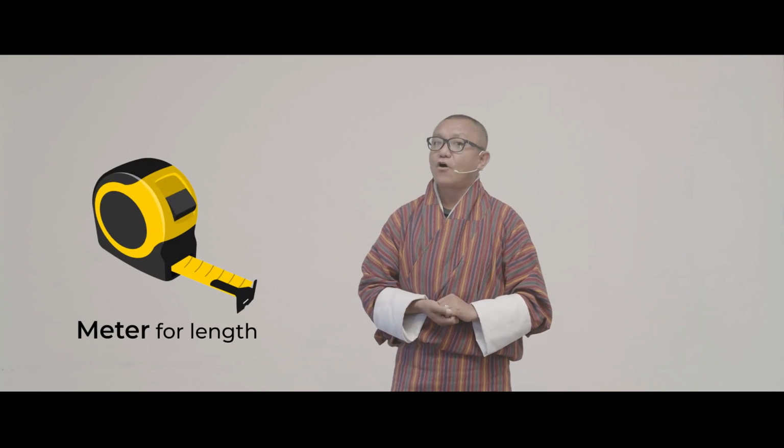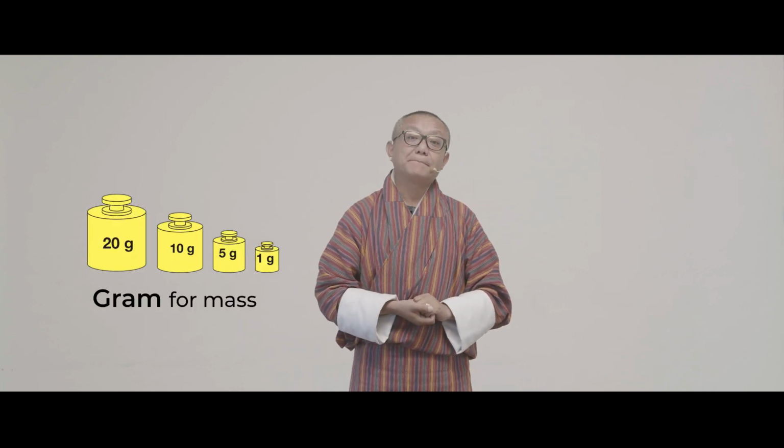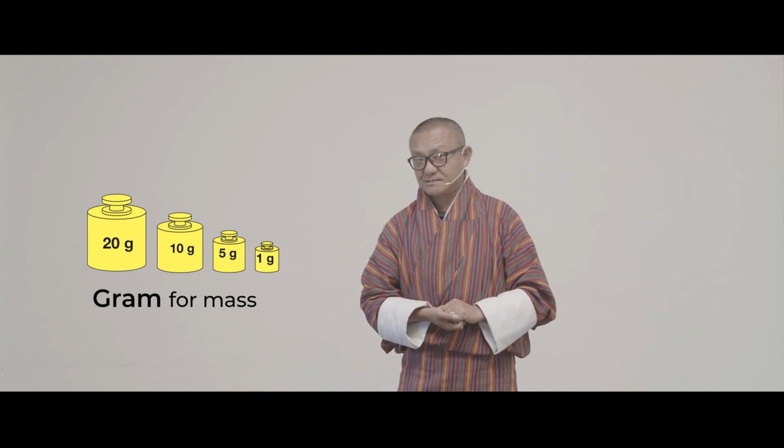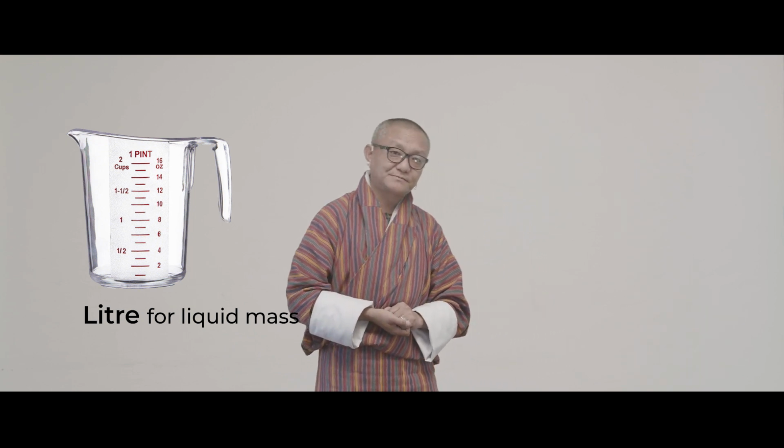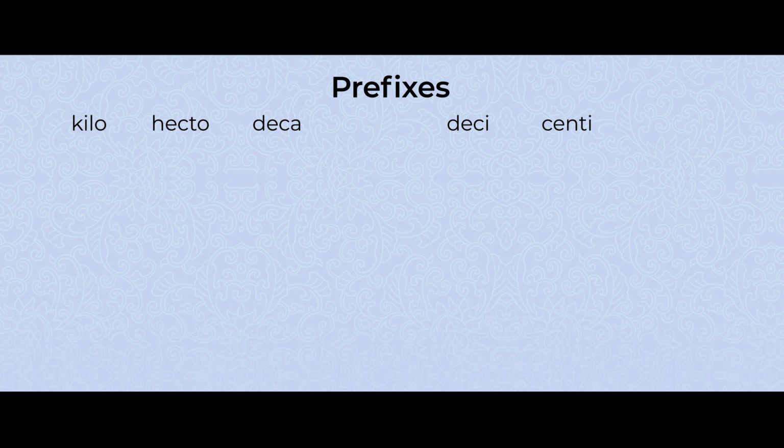Meter is used as the base unit for length. Gram is used as the base unit for mass. And liter is used as the base unit for liquid volume. We have come across prefixes. Now let's see what the prefixes are. Prefixes are kilo, hecto, deca, deci, centi, and then milli.